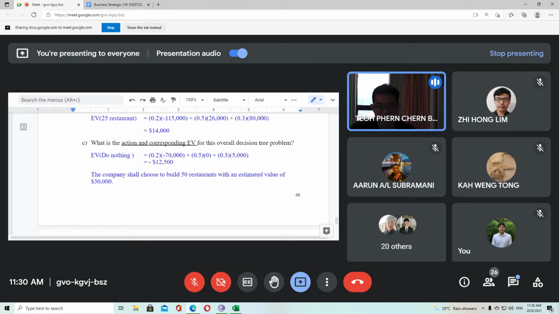It never asks you to calculate, but you still need to calculate the third option, because the top two we calculated already. The third option, do nothing, we never calculated yet. So you need to calculate this, then only you can make a decision. Or else you cannot make a decision. So that is why we have to calculate this do nothing option. And then at the end you just choose the one with the highest value. That's all. Okay, next.